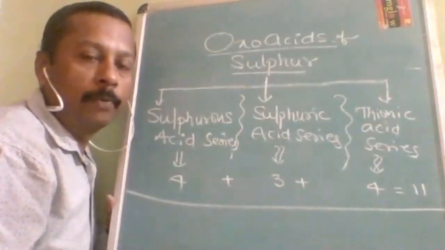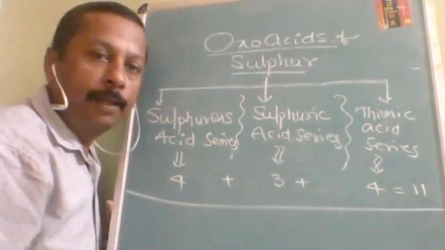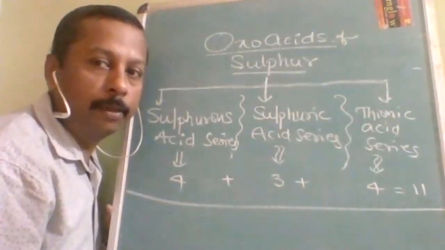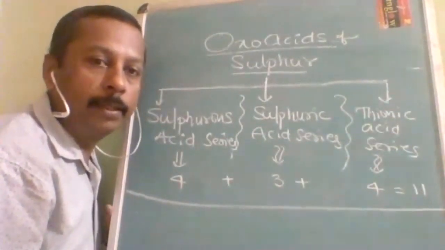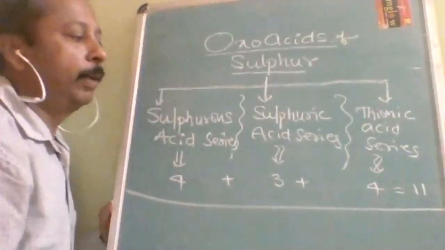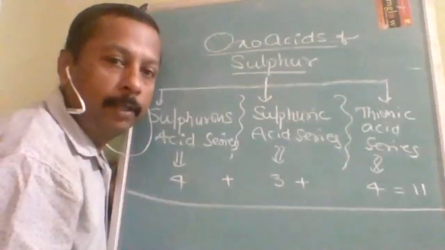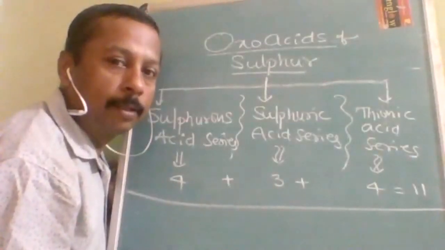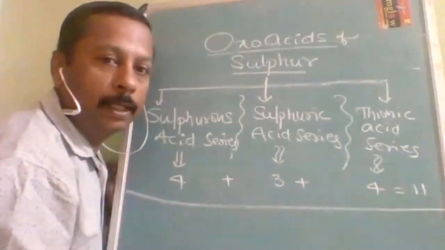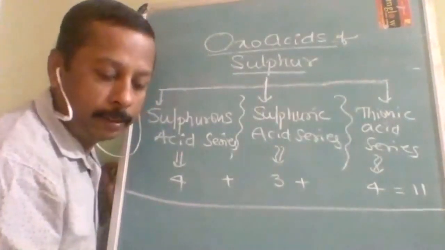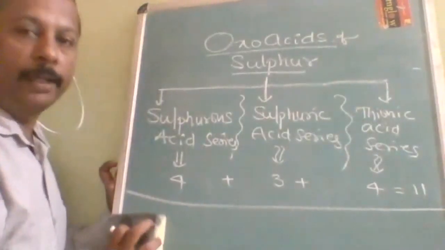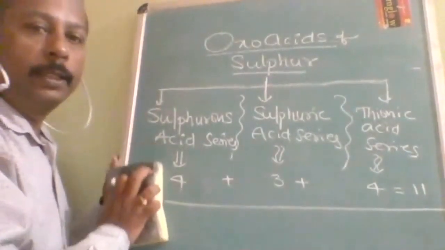But what is the difference? There will be differences in the number of sulfur atoms, the number of hydrogens, the number of oxygens, the oxidation number, and the number of bonds formed. By making many combinations, we found 11 types of oxoacids of sulfur, but they are classified into how many types? Three types. Broadly, they are classified into three types for easy understanding.